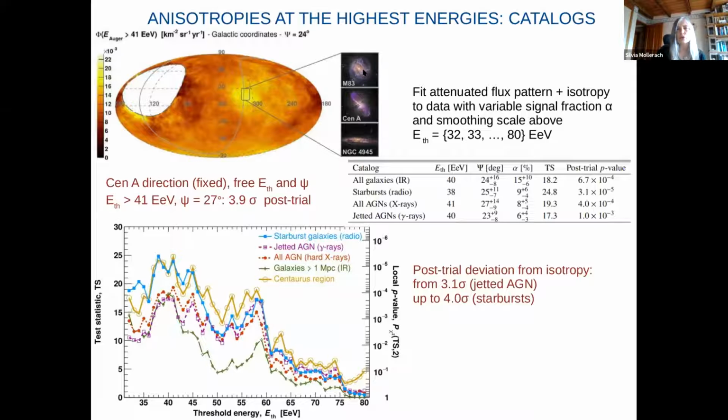But there are also other objects like starburst galaxies. So we have also performed analyses fitting the flux expected for different catalogs that represent all galaxies, starburst galaxies, or different types of active galactic nuclei. And we have found that all of them show excesses in the region of 40 EeV. The most prominent one is that from starburst galaxies, with 4 sigma.